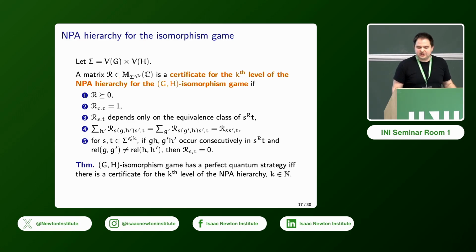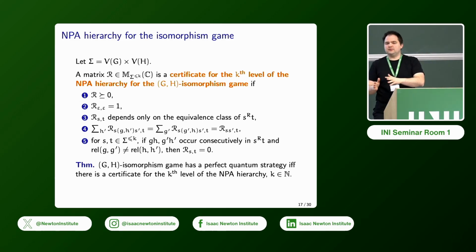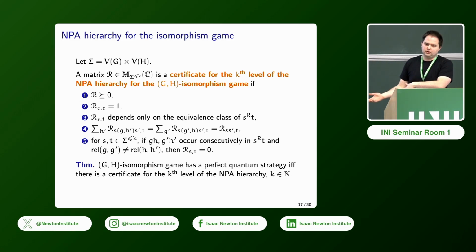And the point is that this is the convergence of the NPA hierarchy for the graph isomorphism game, which needs a little bit of an extra proof, but it's very similar to the convergence in general. So we have that the GH isomorphism game has a perfect quantum strategy if and only if there is that kind of certificate for each of the levels of the NPA hierarchy. Now we have this feasibility certificate, and we want to translate it. We want to get to homomorphism counting. We want to go to graphs.